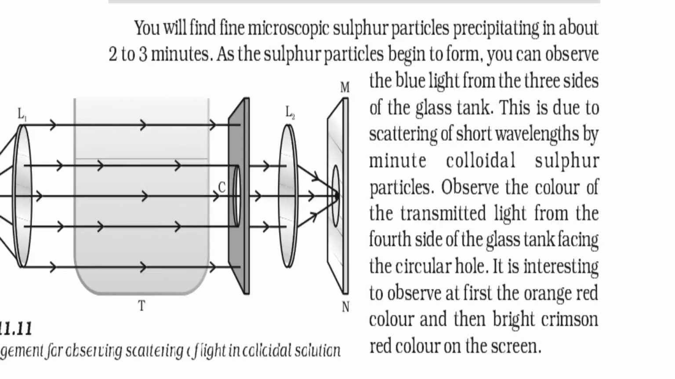As the sulfur particles begin to form, you can observe the blue light from the three sides of the glass tank. This is due to the scattering of short wavelength light by minute colloidal sulfur particles. Observe the color of the transmitted light from the side of the glass tank facing the circular hole. It is interesting to observe at first the orange red color, and then bright crimson red color on the screen.